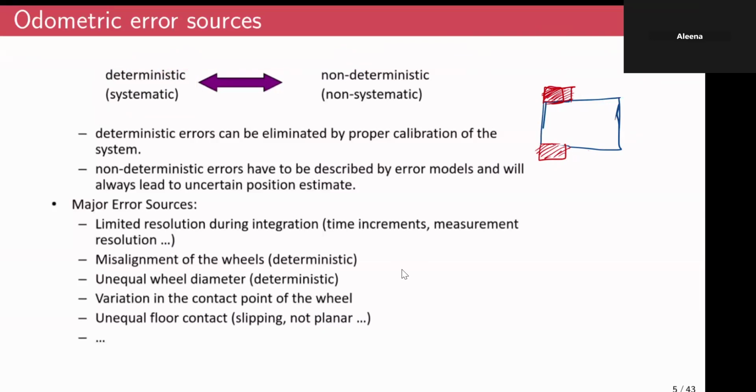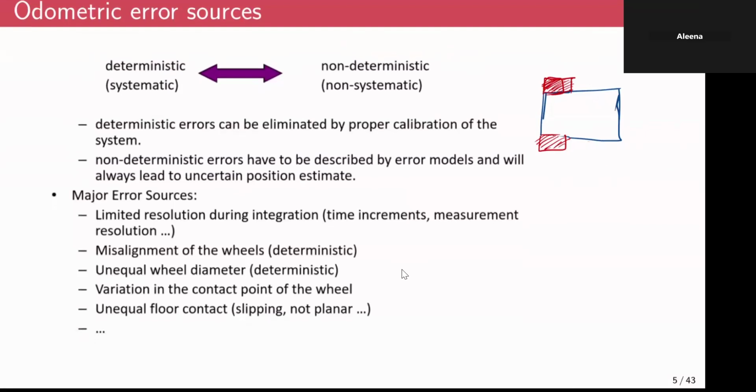And errors for which we can do neither, that we cannot model deterministically or even eliminate, are what we call non-deterministic errors. Let's see what these bullet points are, which are extracted from the lectures. Deterministic errors can be eliminated by proper calibration of the system. That's what we have discussed so far. And non-deterministic errors have to be described by error models and will always lead to an uncertain position estimate.